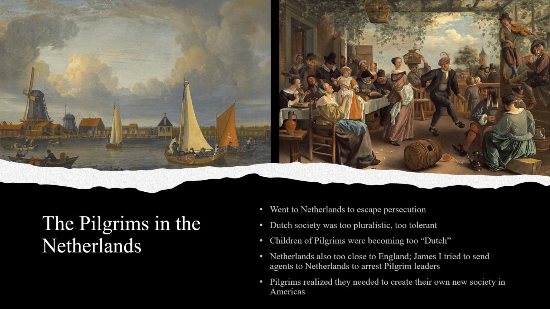While the pluralism of the Netherlands was a pull factor that led the Pilgrims to come to Holland, they quickly found that Dutch society was too pluralistic, and their children were losing their English Pilgrim heritage, becoming acculturated to the Dutch culture. The Pilgrims also feared that James I might send agents to Holland to arrest their leaders as well. All of these factors, the worldliness of Dutch society, the assimilation of their young people, and the fears of renewed English persecution would become push factors that would inspire the Pilgrims to leave the Netherlands and sail to the Americas.